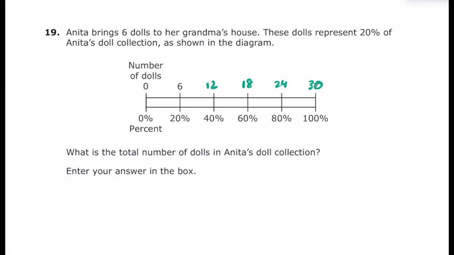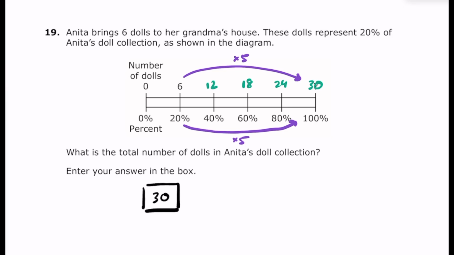Now a little shortcut you could do is, if you notice that 20% goes into 100% 5 times, then we could say 6 goes into 30 5 times. You could just get there really quickly there. So we could just go ahead and say that there would be 30 dolls in total for their collection.